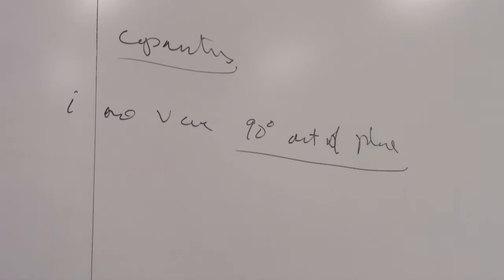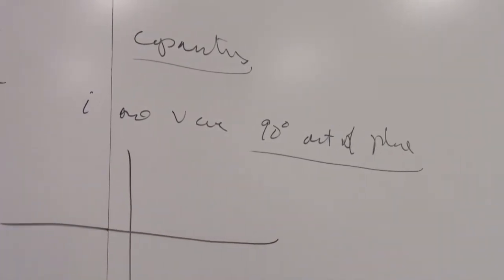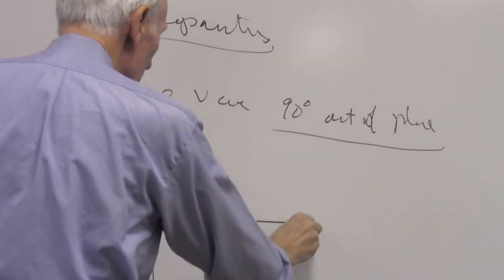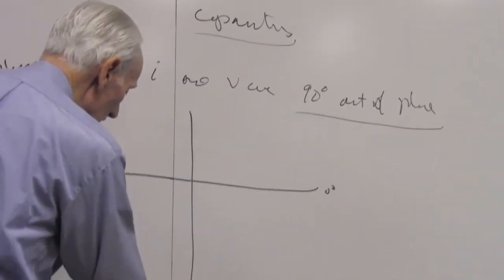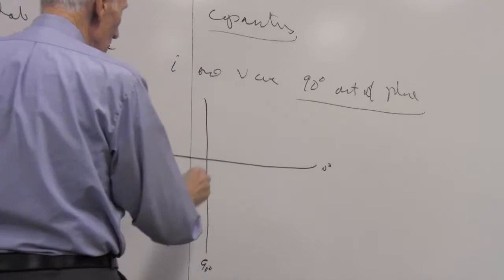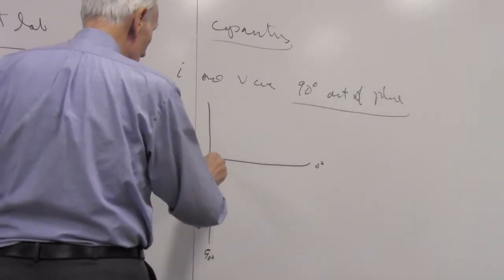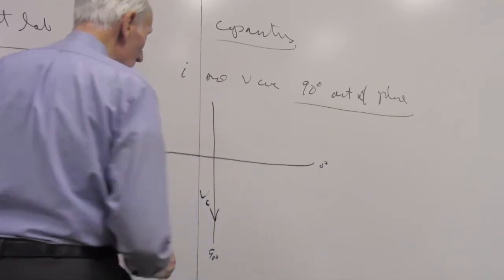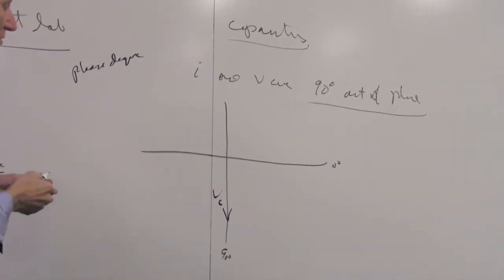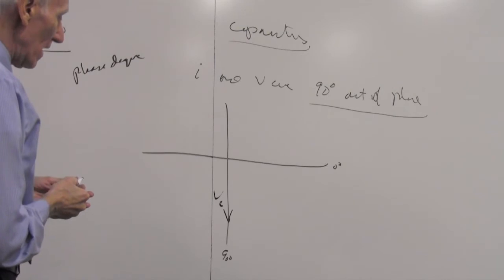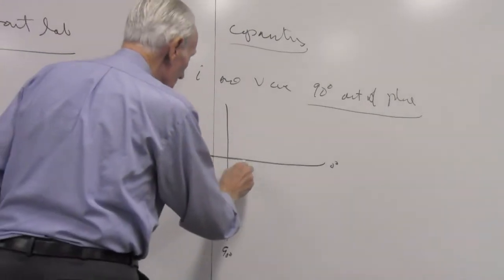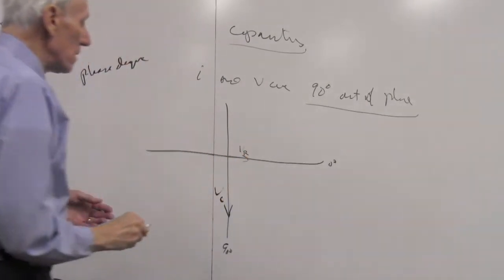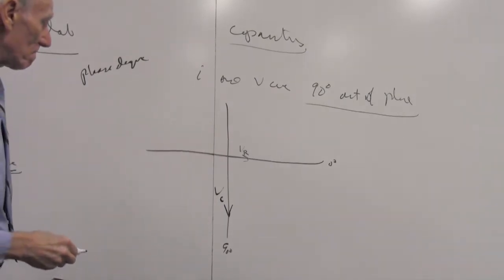We represent that again by a phase diagram where this is 0 degrees phase and this is 90 degrees phase, and so the voltage that you measure across the capacitor is plotted in this direction. And again, I leave you to read through the theory there in the handout. And of course the voltage across the resistor is plotted in the 0 phase direction.